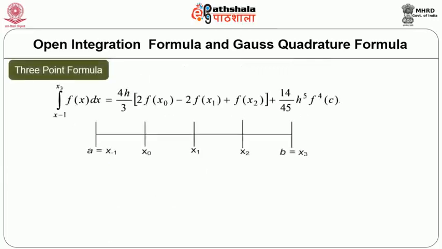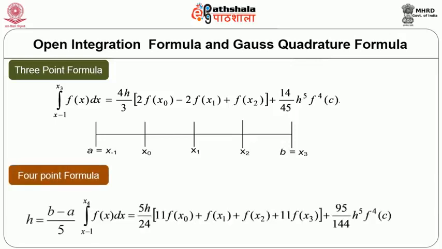Similarly, the 3-point Newton-Cotes open formula is the integral from x minus 1 to x3 of f(x) dx equal to 4h by 3 times the bracket 2 f(x0) minus f(x1) plus 2 f(x2), plus the error term, which is 14 by 45 into h raised to 5 into the fourth derivative at the point c. Now lastly, let us take the case of 4-point Newton-Cotes formulas. h is b minus a by 5, the points are a, which is x minus 1, and then x0, x1, x2, x3, and b is x4.